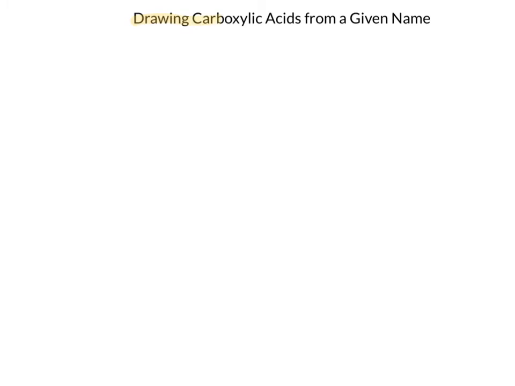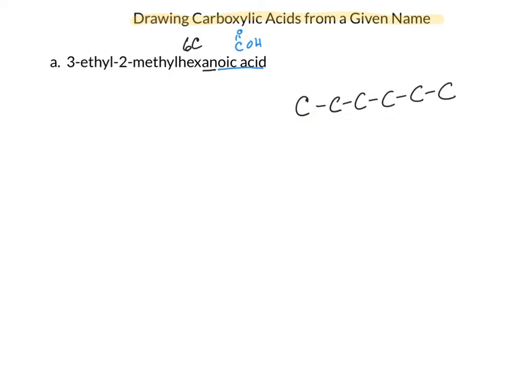Now let's draw a couple of carboxylic acids from a given name. Let's start with 3-ethyl 2-methyl hexanoic acid. So we see the oic acid that tells us that we're going to have a C double bond OH. We see the AN saying everything else is single bonded, and we're going to see the hex. Hex means 6. Let's start by drawing our 6-carbon chain. So we have our hexanoic acid. We're going to put in our COOH on one of the two ends. It doesn't matter which end you put it on, but whichever one it is, that will be position 1.